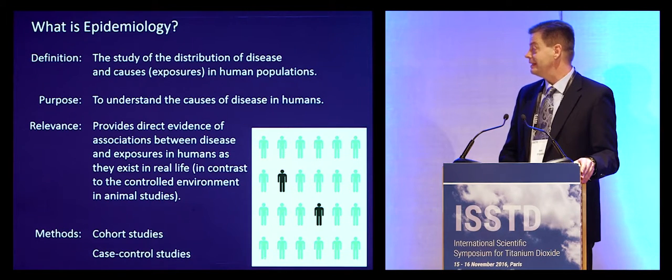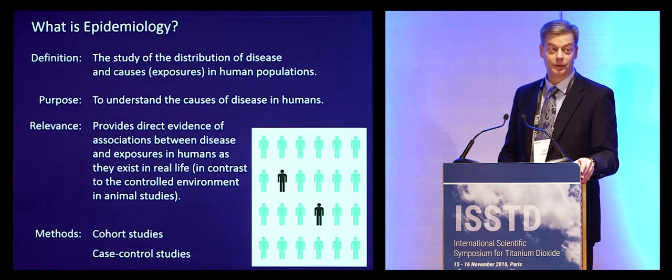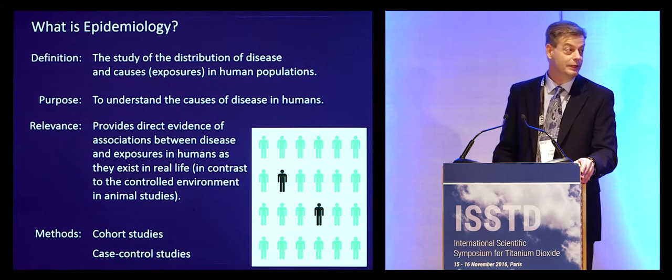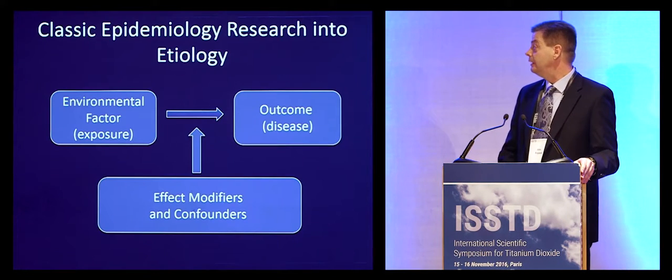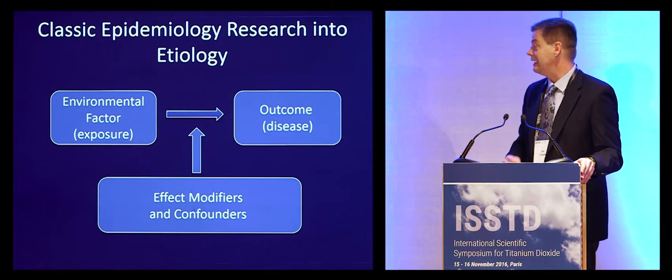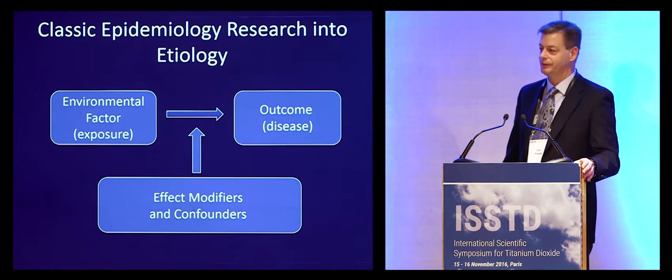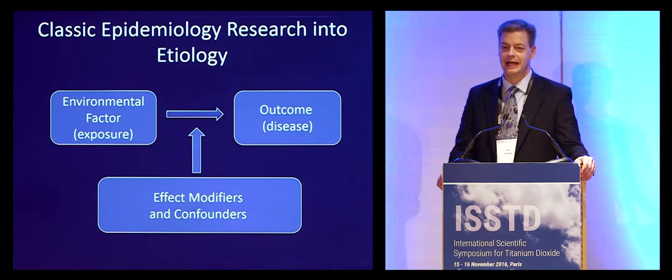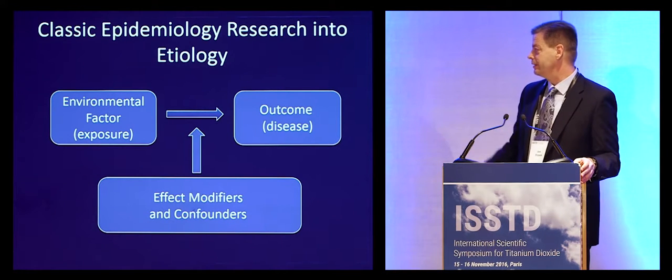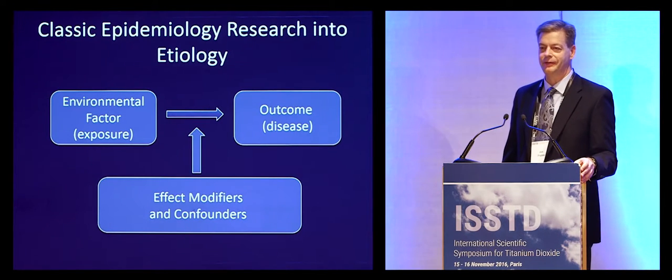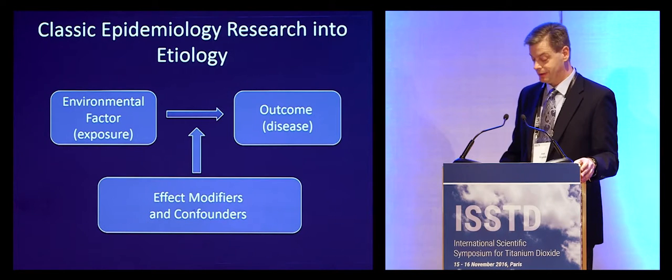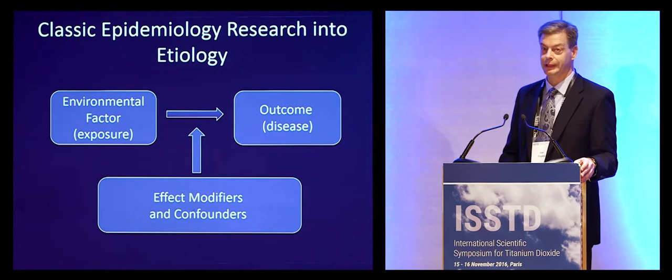There are two types of studies, cohort and case controls. I'm going to focus on cohort studies because that's mostly what occupational studies are. This is just kind of the classic diagram of epidemiology. You look for the relationship between factors and outcomes or diseases while controlling for different confounders or effect modifiers. These are kind of nuisance factors that you want to control for in your relationship.